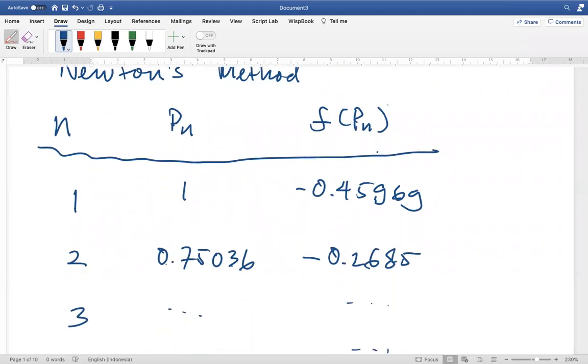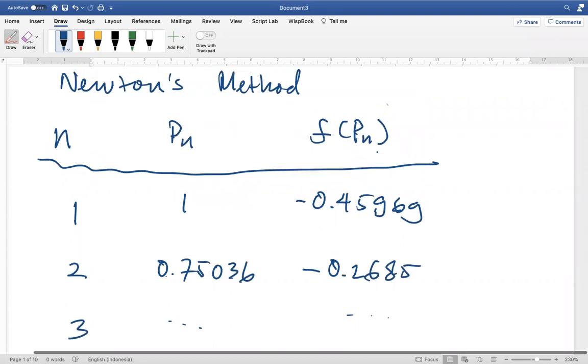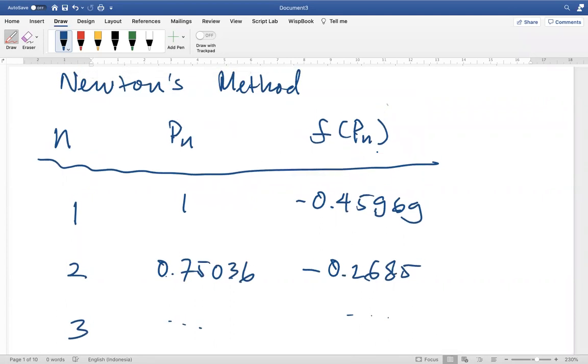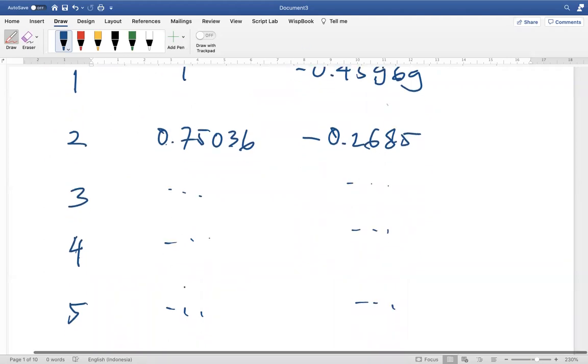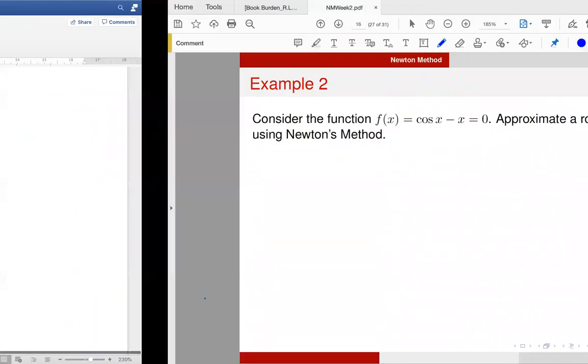Okay. Any question until here? Not yet, sir. No, sir. Yeah, so it's your exercise, yeah? You can continue until 5 iterations.